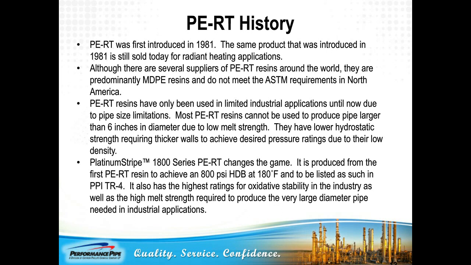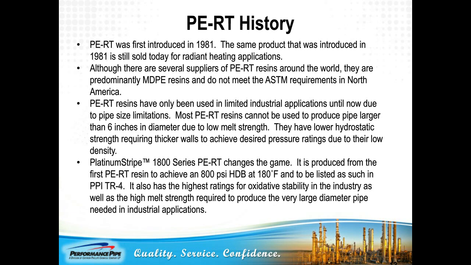PERT resins have only been used in limited industrial applications until now due to pipe size limitations. Most PERT resins cannot be used to produce pipe larger than 6 inches in diameter due to low melt strength. They have lower hydrostatic strength, requiring thicker walls to achieve desired pressure ratings due to their lower density.